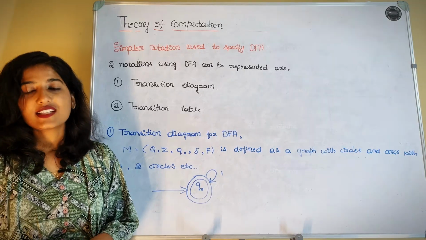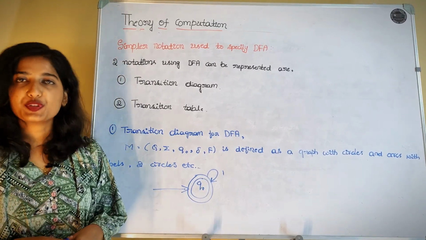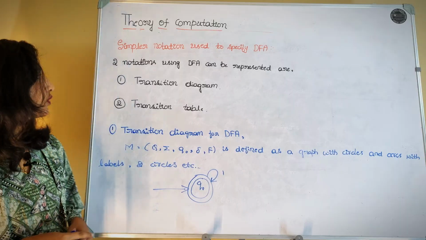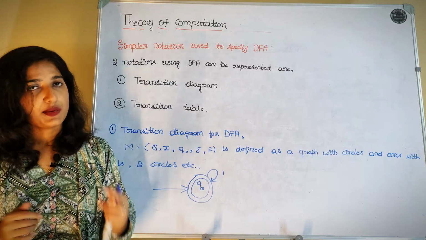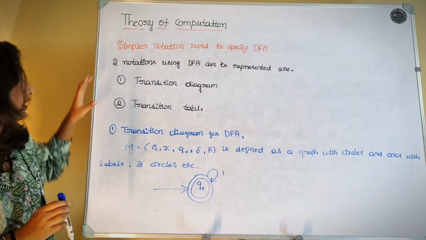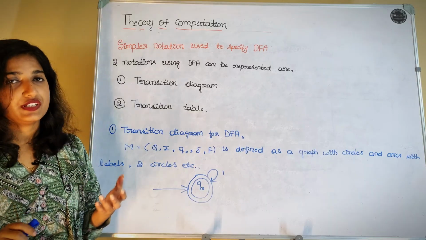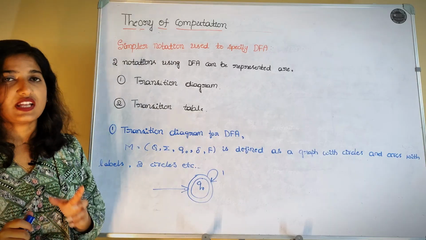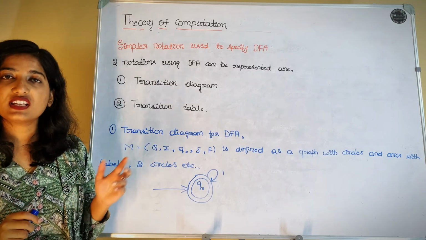The next topic is simpler notations used to specify a DFA. There are two notations by which a DFA can be easily represented: the transition diagram and the transition table. Let's first discuss the first one, the transition diagram. So what are the two notations used to represent a DFA?